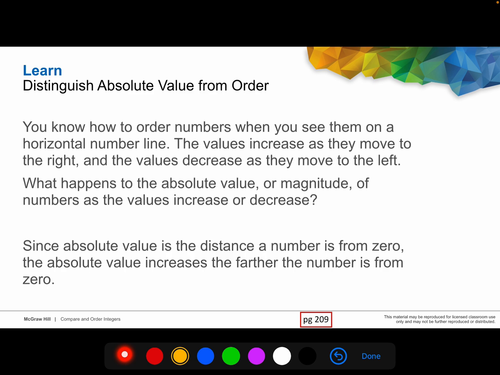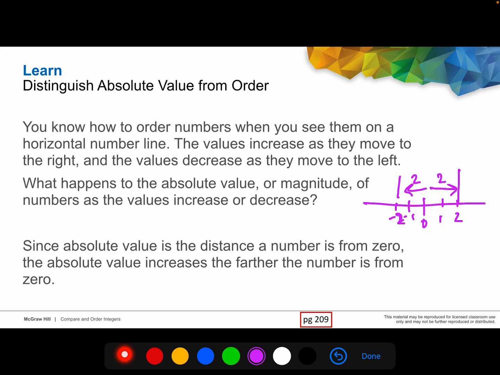All right, so we know how to order the numbers when you see them on a horizontal number line. The values increase as they move to the right and decrease as they move to the left. But what happens to the absolute value or the magnitude of the numbers as the value increases or decreases? We know that the absolute value is the distance that a number is from the number 0. So if I have my number line 0, 1, 2, let's say this is negative 1, this is negative 2. The distance of negative 2 from 0 is 2. The distance of 2 from 0 is also 2.